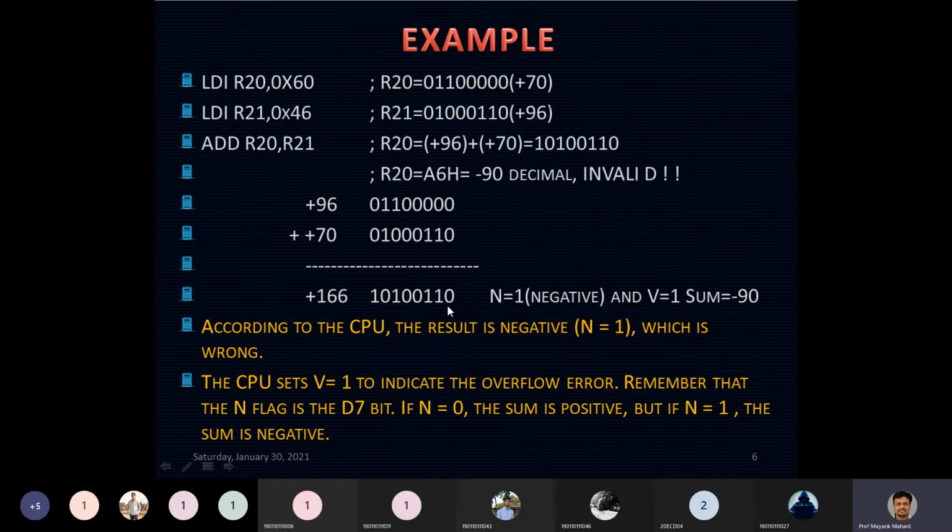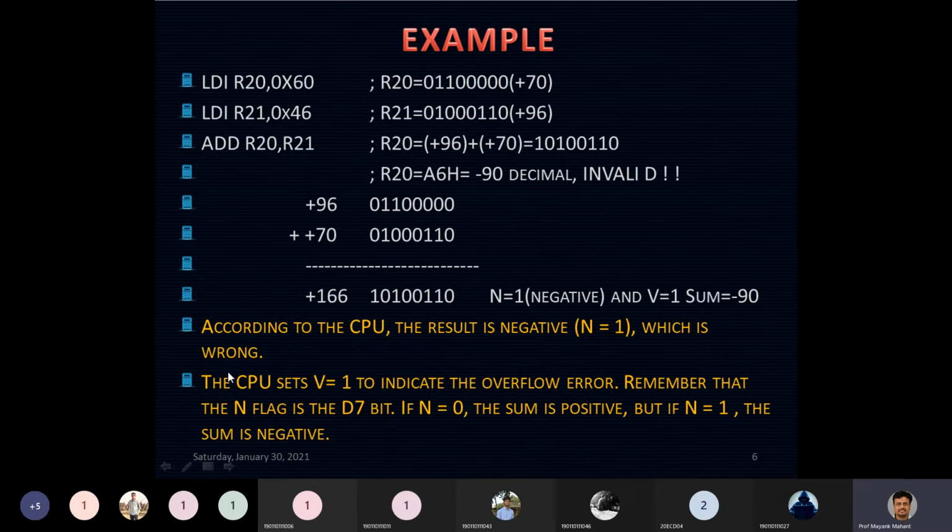So if you take the 2's complement of this number, which is 1 0 1 1 0 1 0, then this is exactly equal to minus 90. So that is an error. This would be intimated to a programmer with the help of the raising of the V flag. According to the CPU, the result is negative, that N is equal to 1. Again, you can see that N is a negative value.